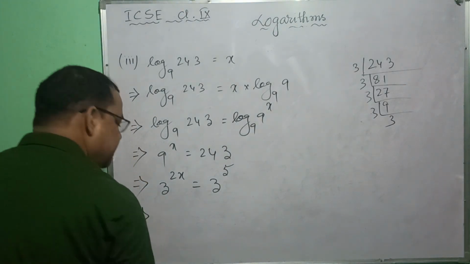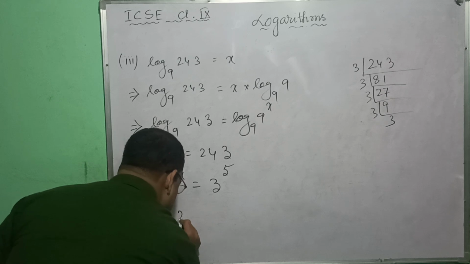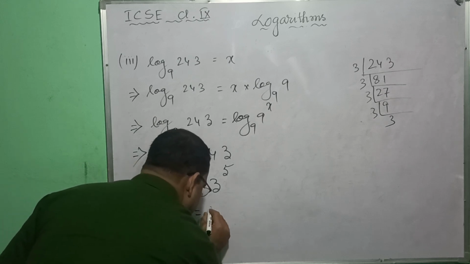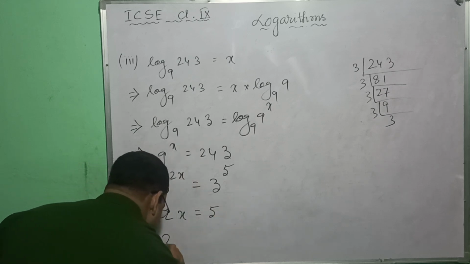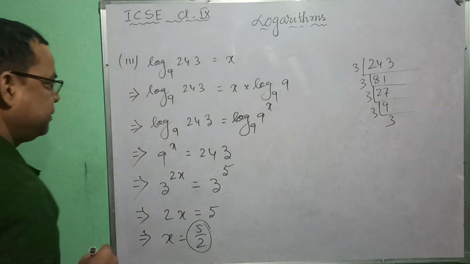Now in both sides the base is equal, so we can compare the powers. So it is 2x equal 5. This implies x equal 5 by 2. So this is the value of x.